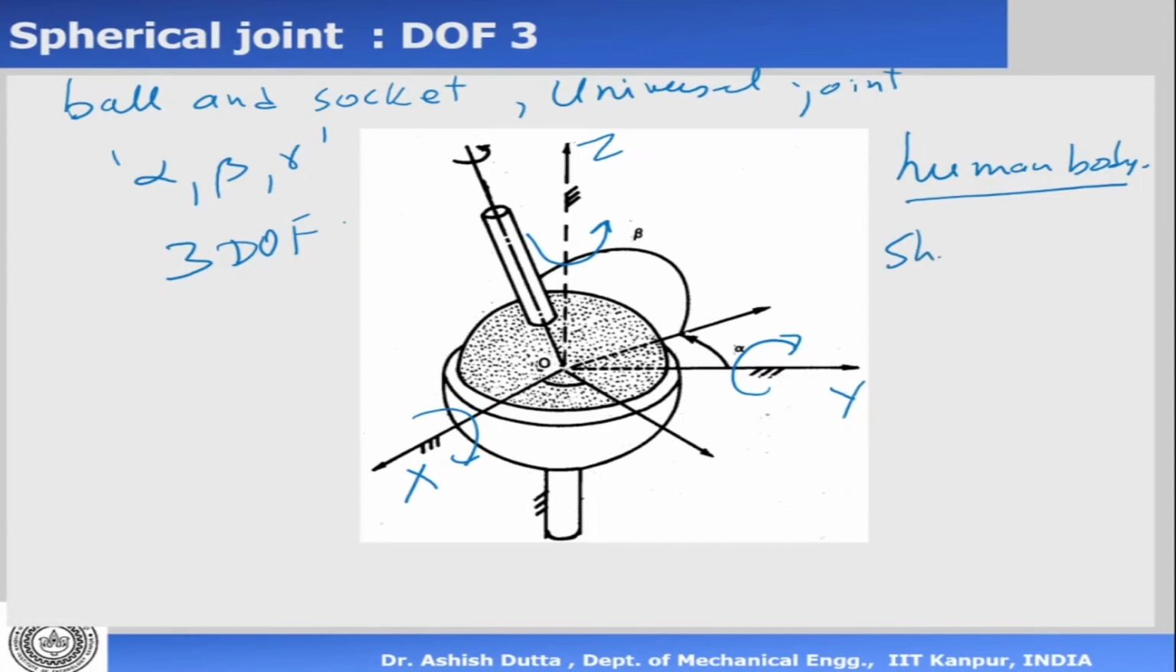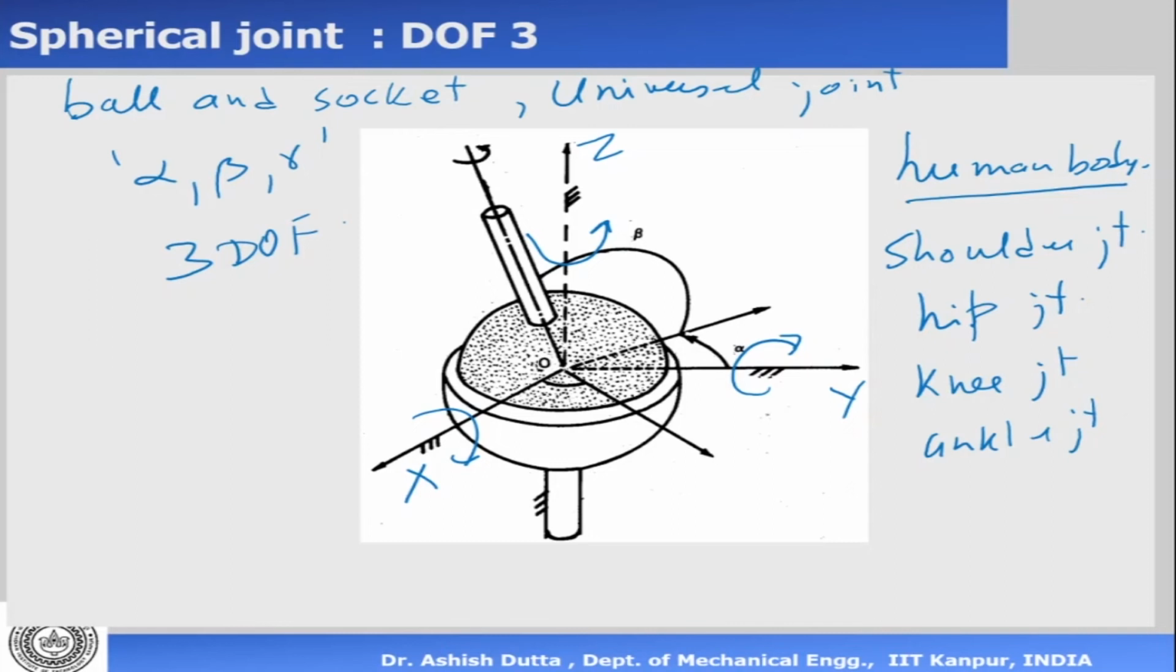Now in the human body, our shoulder joint is a ball and socket joint, our hip joint is a ball and socket joint, and similarly the knee and ankle. They give you maximum degrees of freedom because you can rotate in 3 directions. That is why in the shoulder joint we can move our arm in any direction. We can rotate in any direction because it is a ball and socket joint.